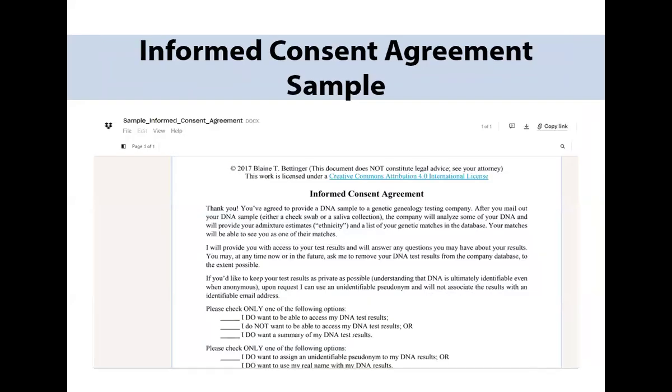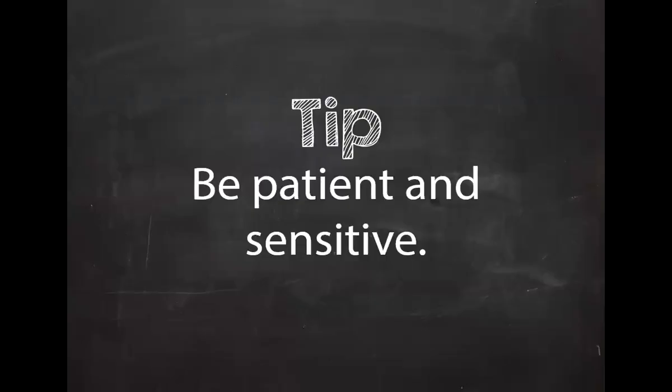So here's an example of one of these agreements. It basically just explains what's going to happen with your DNA and lets them check off what they're comfortable happening to their DNA results, if they want to have a summary of their test results, if they want to have an alias assigned to them. It basically just gives you all the different scenarios available so that you can answer all their questions. So be patient and sensitive when you're asking people questions about their DNA because it could be a very private matter and you may uncover some secrets along the way.